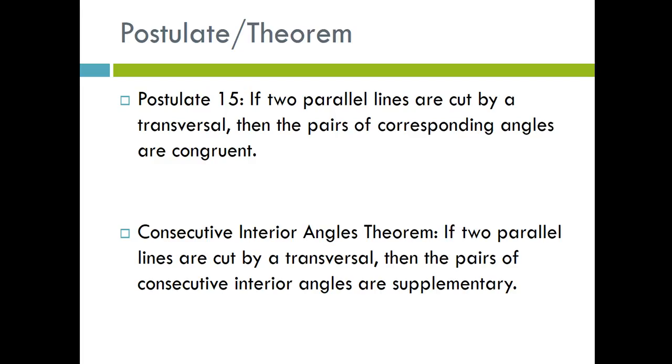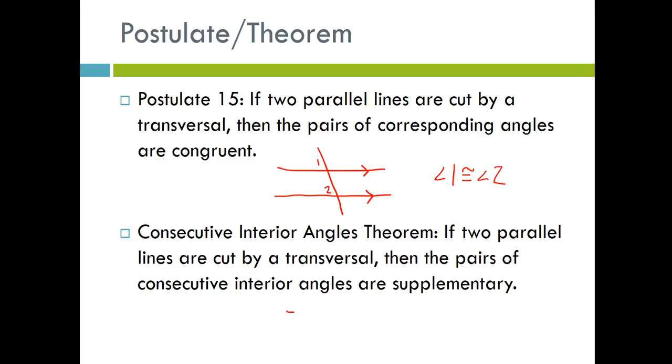So the first one: if we have two parallel lines cut by a transversal, then the corresponding angles are congruent. I just put numbers in one set of corresponding angles, but all corresponding angles would be congruent. So in this picture, angle 1 would be congruent to angle 2. Again, that's only if these two lines are parallel.